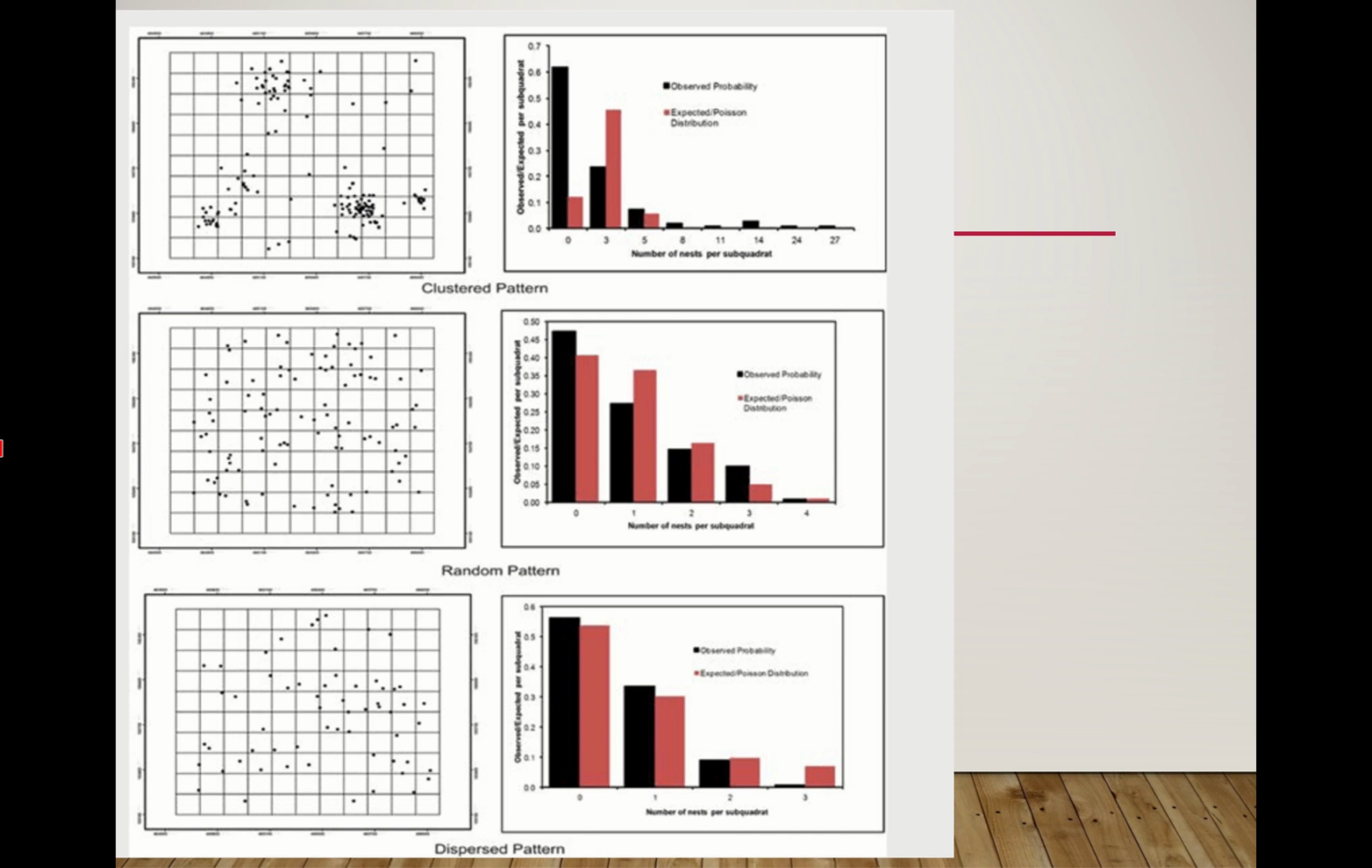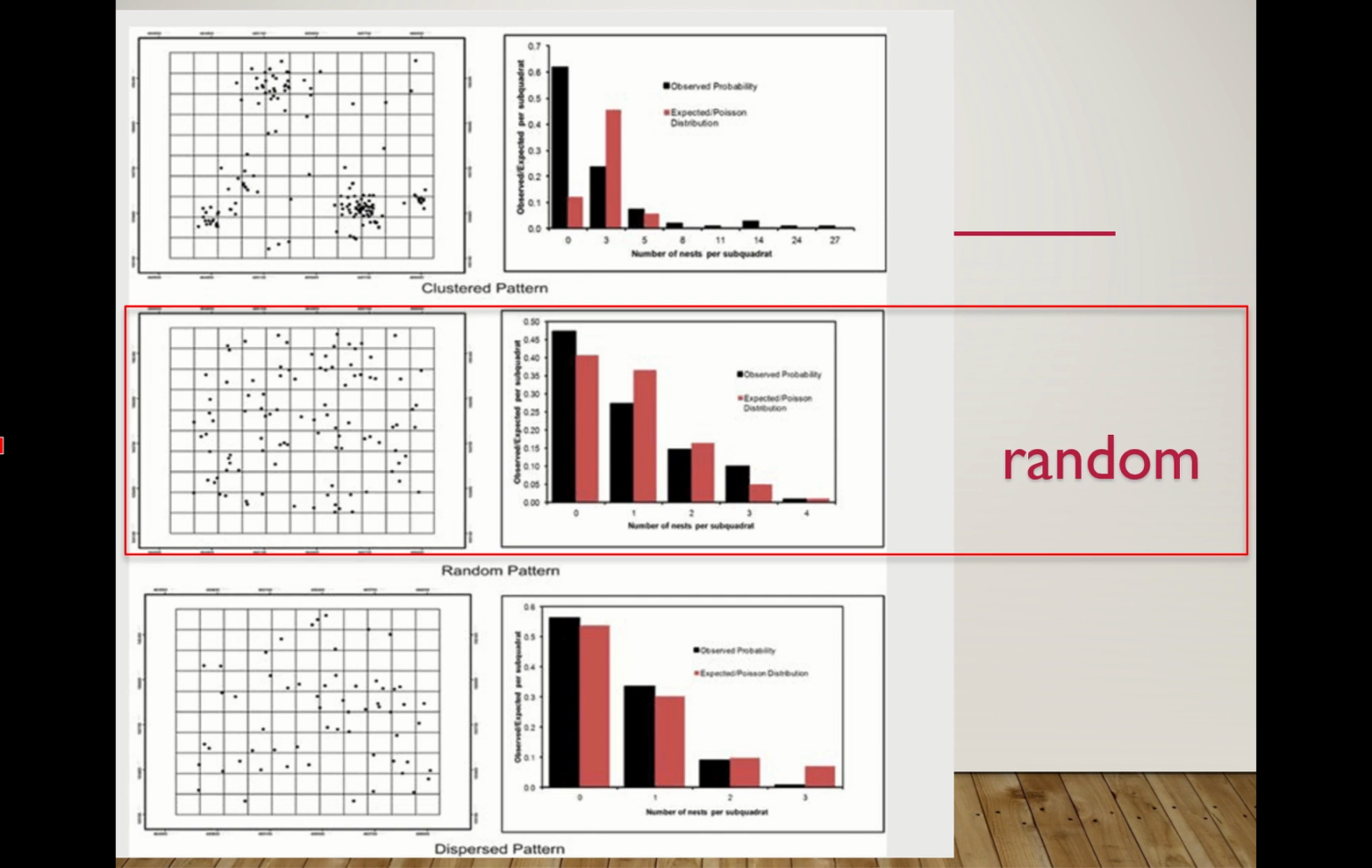So if we do get a certain random distribution to our data set, we can compare that to what we would expect. Remember when we calculated Poisson distributions to see whether our observed distribution is random or not, right? So again, if we have a randomly distributed data set like we have in here, we expect a close correspondence between the observations, which is in black bars here, compared to the expected Poisson distribution, which are in the red bars.